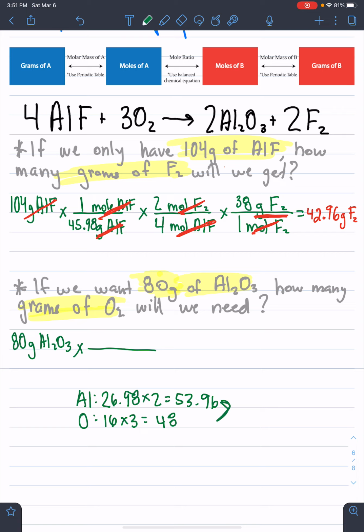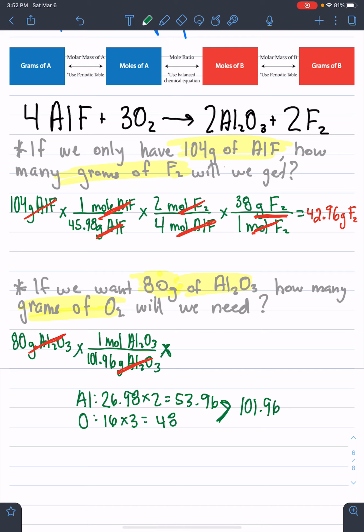So then I add these both up together, and I see my mass is about 101.96. In my problem, I want the grams to go on the bottom, so it's going to be 101.96 grams of Al2O3 for every 1 mole of Al2O3. Remember, you always use 1 mole when you're using your grams from your periodic table. So, we will see that these grams cancel each other out, and we're left with moles of Al2O3.